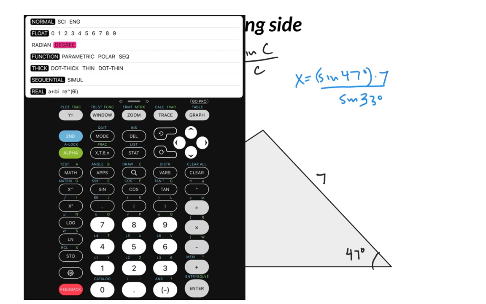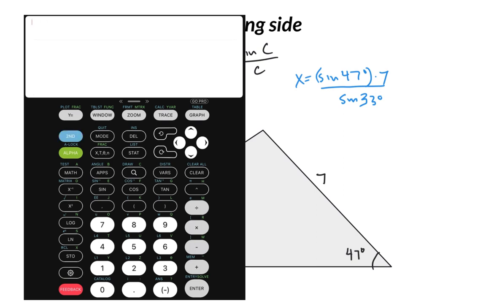Okay, so the first thing I did, I made sure my calculator was in degree mode. I typed in the sine of 47, I multiplied that by 7, and divided by the sine of 33. And there's my answer, 9.3997. After all the work to not round, we'd probably just round our final answer to 9.4. So x is approximately 9.4. So again, just a nice way to solve for missing sides in a non-right triangle.